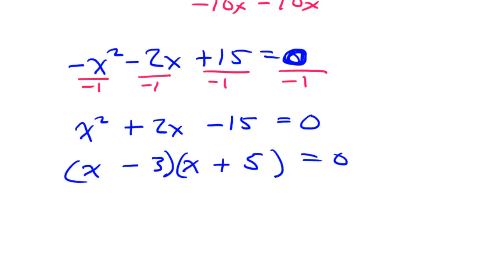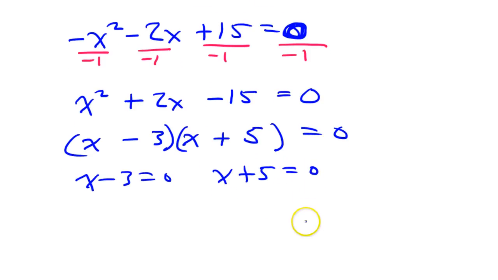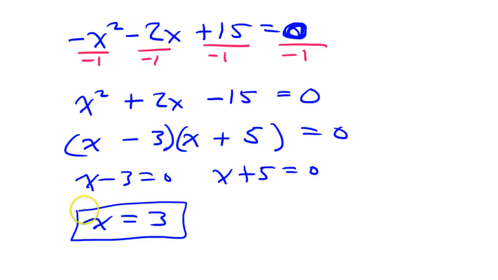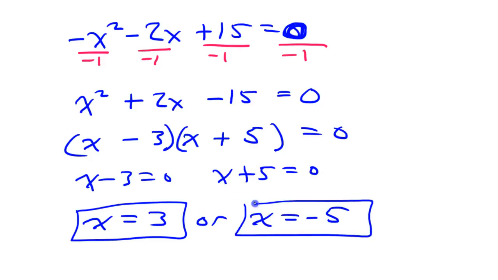To get the solutions, I need to set these factors equal to 0. So x minus 3 is equal to 0, and x plus 5 is equal to 0. Adding 3 to both sides, I get x is equal to 3. Subtracting 5 from both sides, I get x is equal to negative 5. So these are the solutions as long as none of them are restricted.